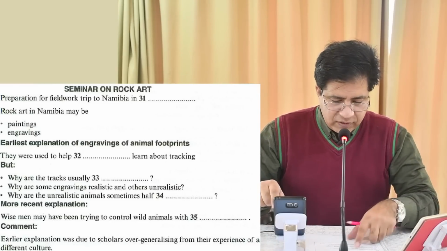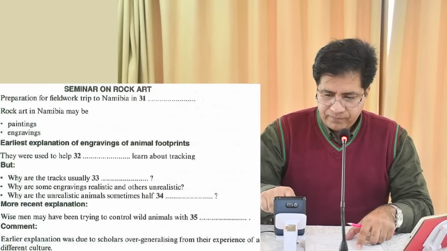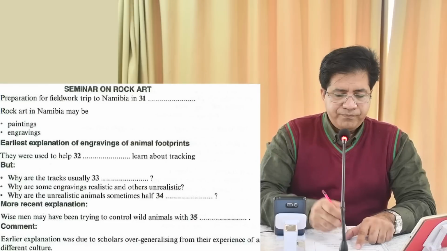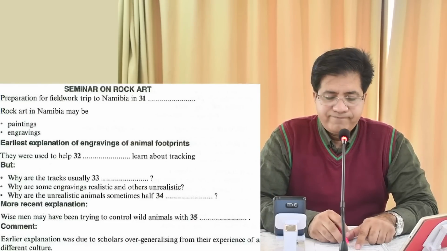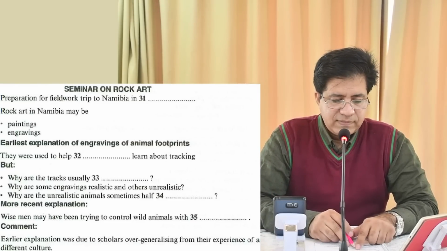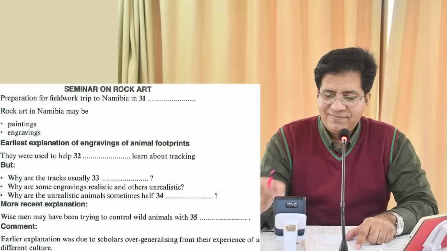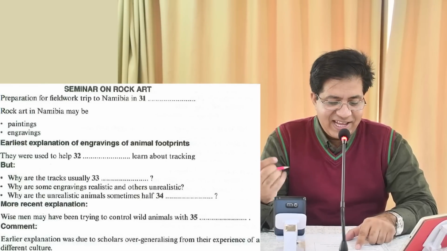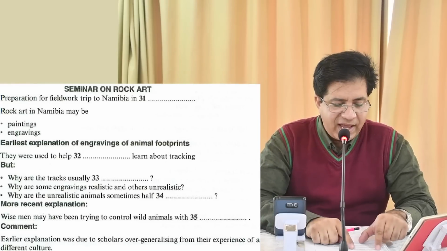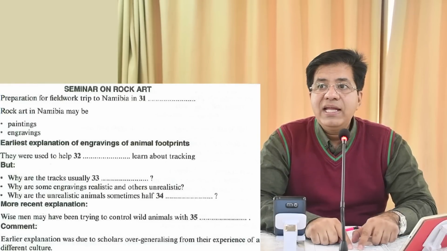It's question number 33. Yeah. But there were some mysteries. First, when you look at a typical Namibian painting or engraving, you see the tracks are repeated. There are dozens of tracks for the same animal. The tracks are repeated.